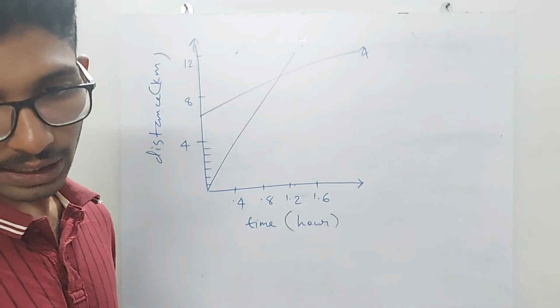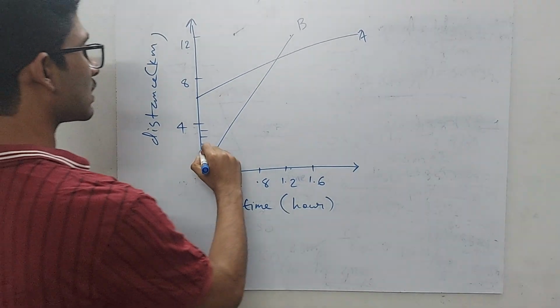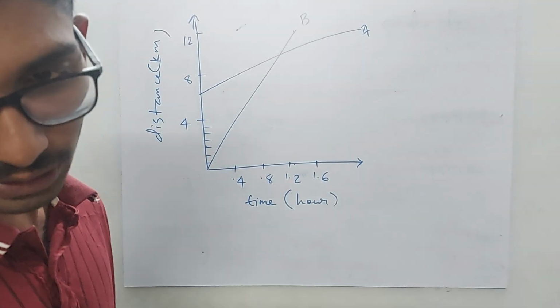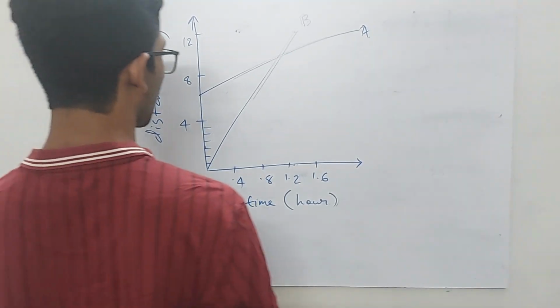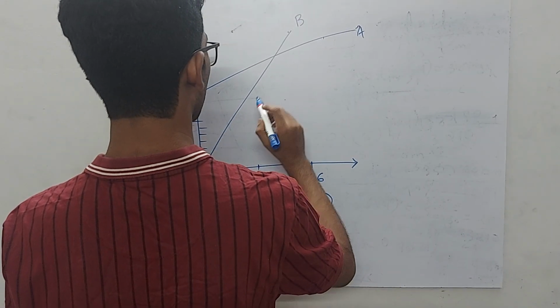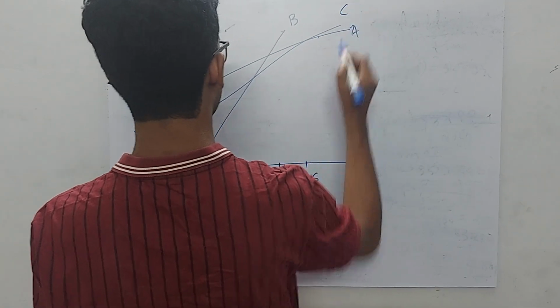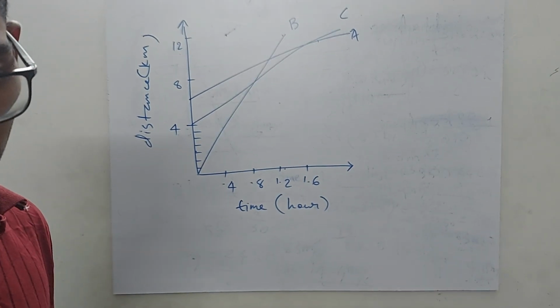And now we have car C. Car C is starting from here, and car C is going to cross car A at around 1.6. 1.6 is somewhere here. This is car C, isn't it?